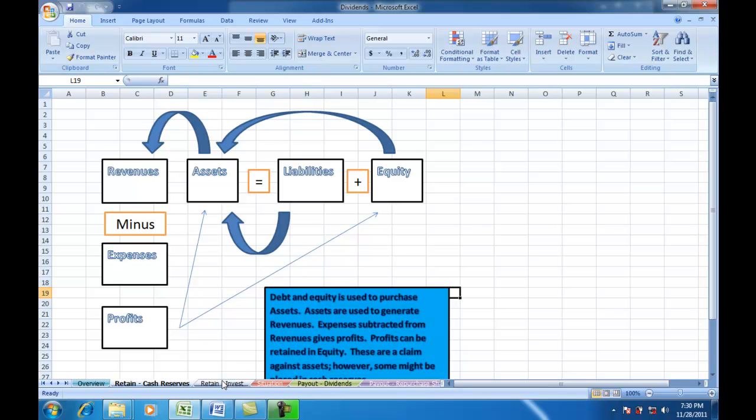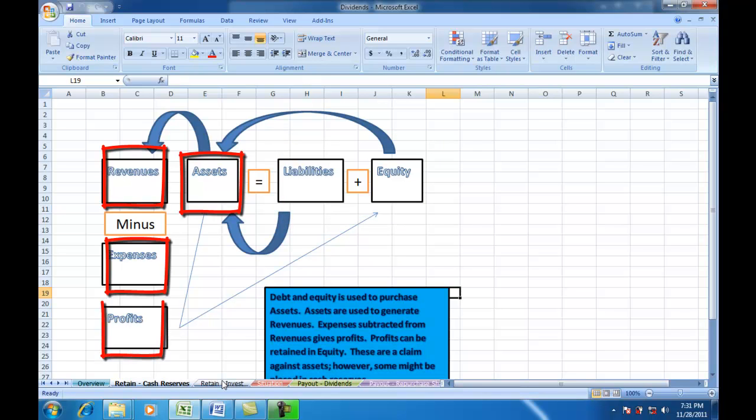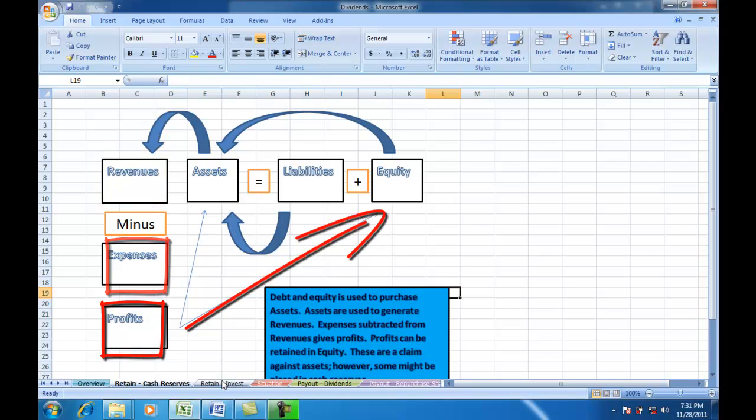Now, here's another visual representation using two financial statements. Equity and debt or liabilities are used, which is actually a company's capital structure, to purchase assets. These assets generate revenues minus expenses equal profits. Profits can be reinvested to grow a company or paid out as dividends.